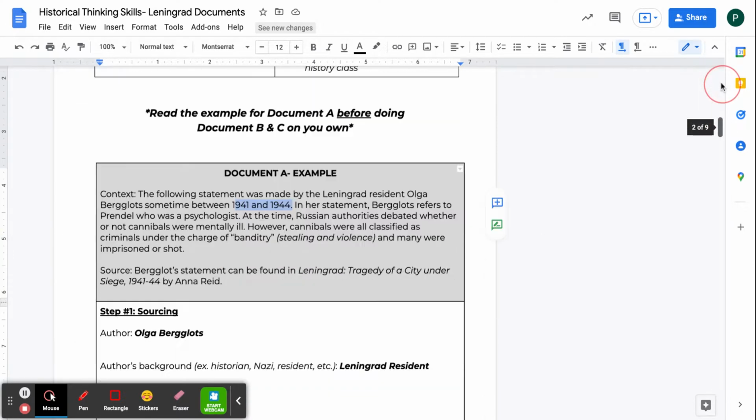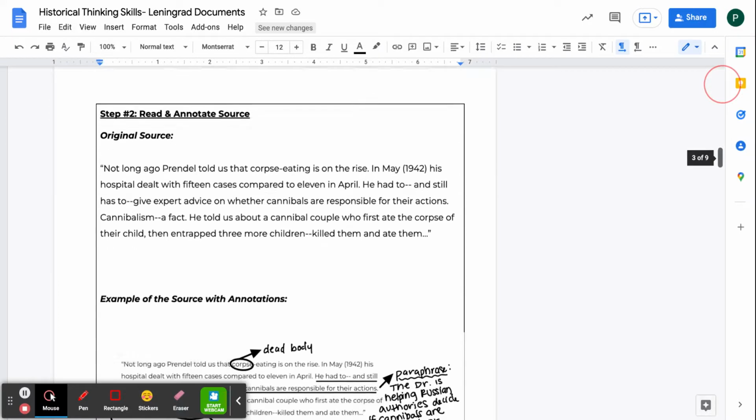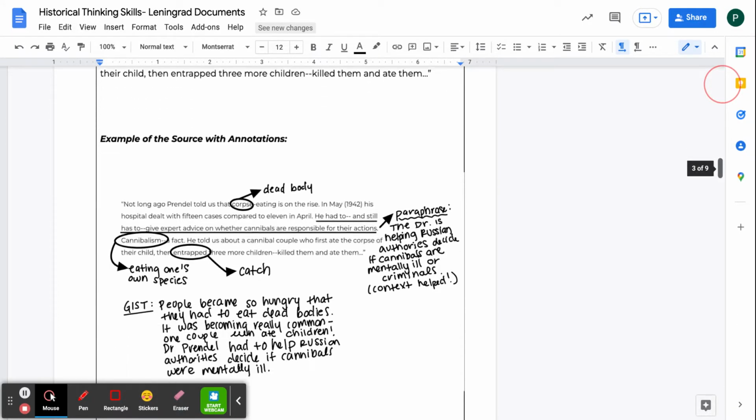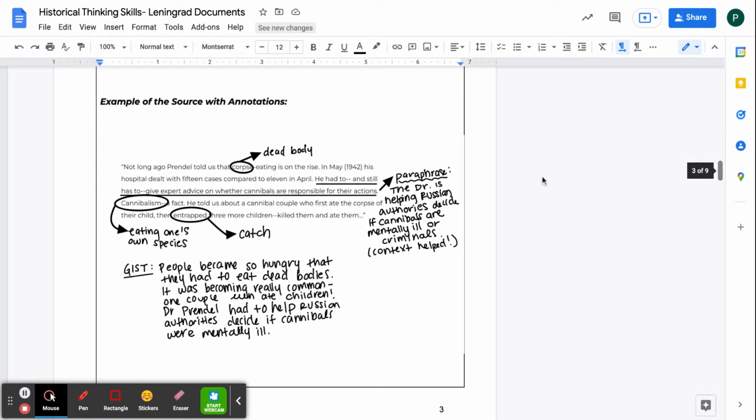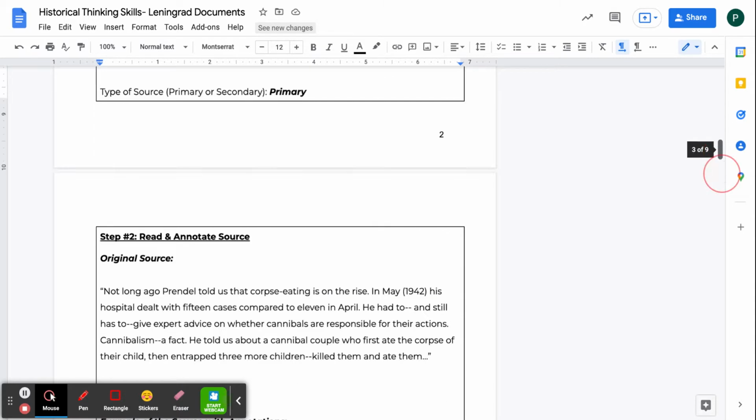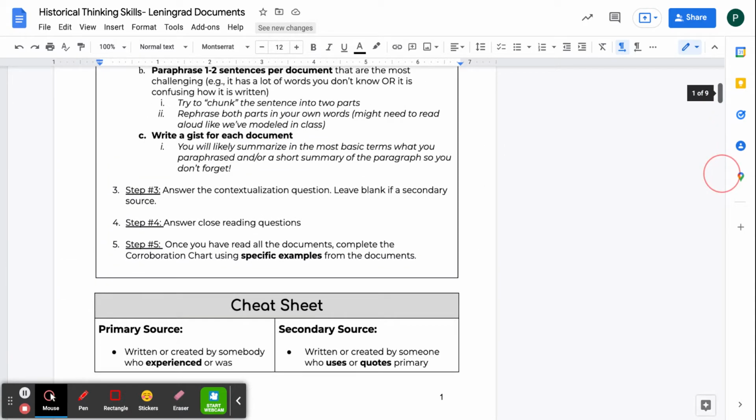So let's scroll down. Ms. Glickman did this really cool thing where she was able to do this on her iPad. So this is what I would like it to look like. She has one paraphrase here where she puts this sentence into her own words, the full sentence in her own words, not part of the sentence, the full sentence. Okay. And then she looked up different words and then has a gist. So that's step two. Let's go back up and see what step three is.